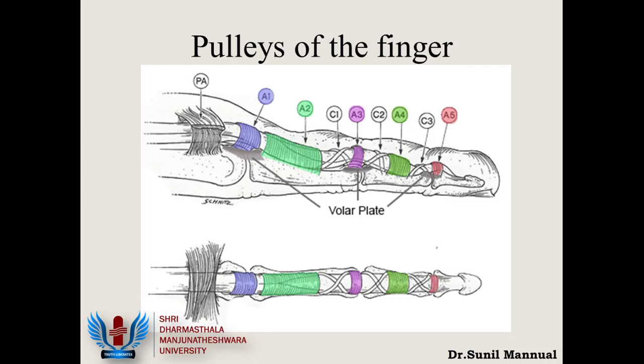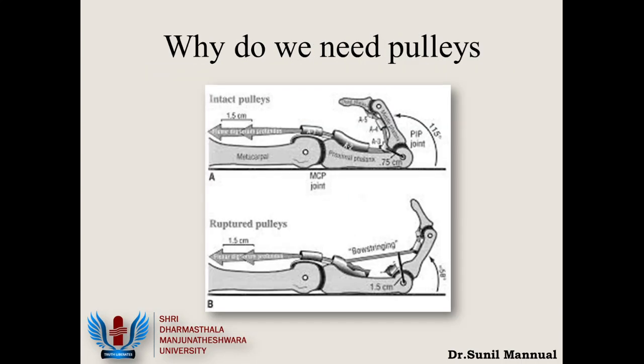If you move to slide number 41, here there are 2 diagrams. In the diagram on top, it shows how having an intact pulley increases the efficiency at each joint. Because the pulley is intact, it is restraining the tendon in place, and by restraining the tendon in place, we are getting maximum function across each joint.